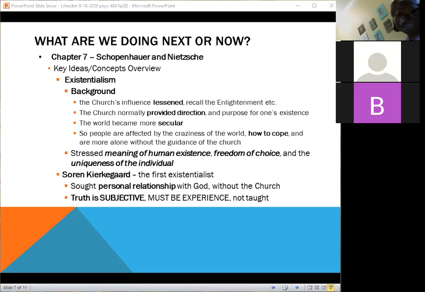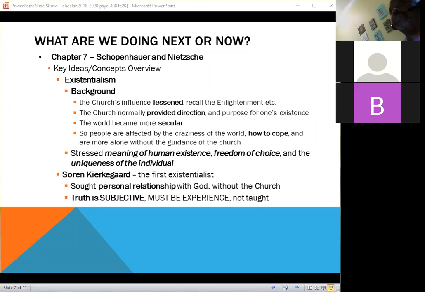And all of a sudden you're feeling lost. You don't have anybody directing you as they once did. Now, the idea is that when this happens, people can feel isolated and alone, that they don't have the ability to cope with things. And we'll see a little bit more of this when we get to Nietzsche a little bit from now. So we see this is the background. This is the way the world is.